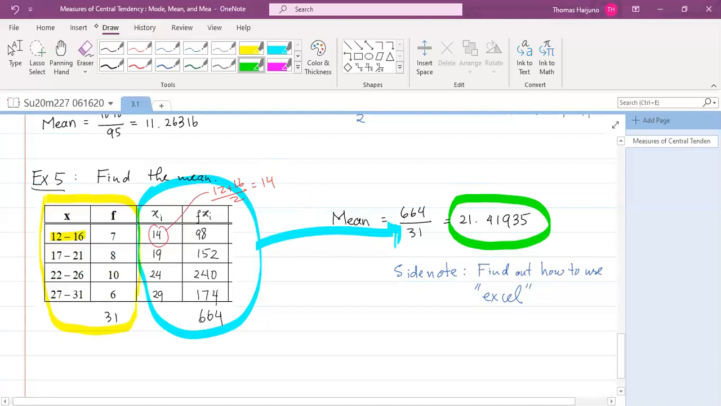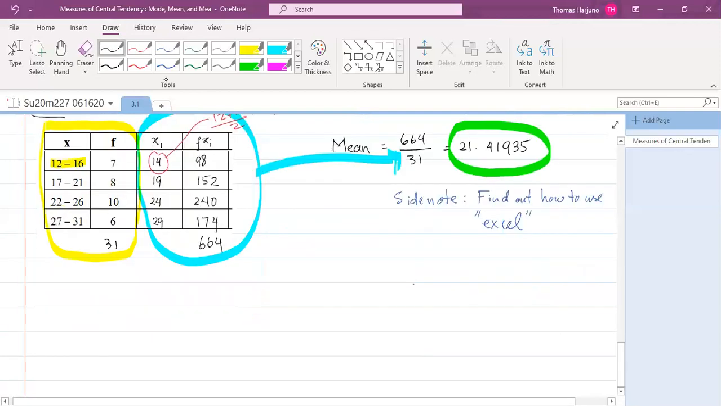Now, let me explain to you why in stats you need to show work. By the way, some background in stats: the purpose of stats is to explain.